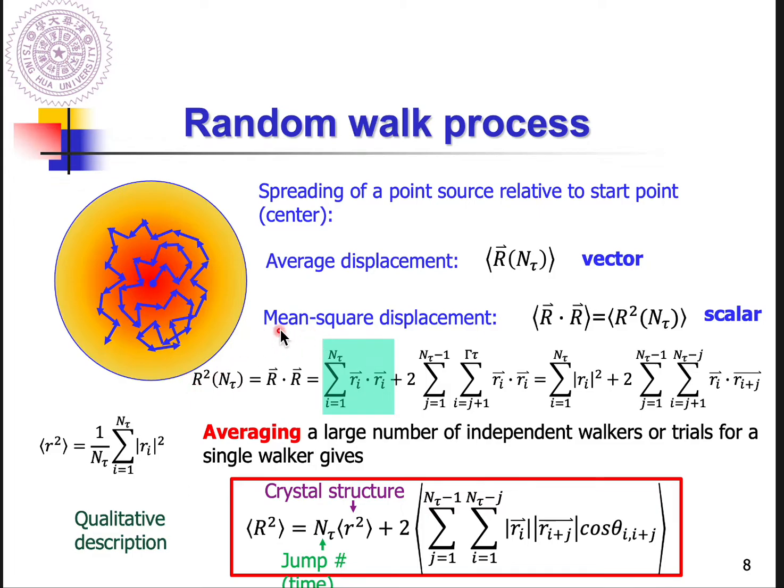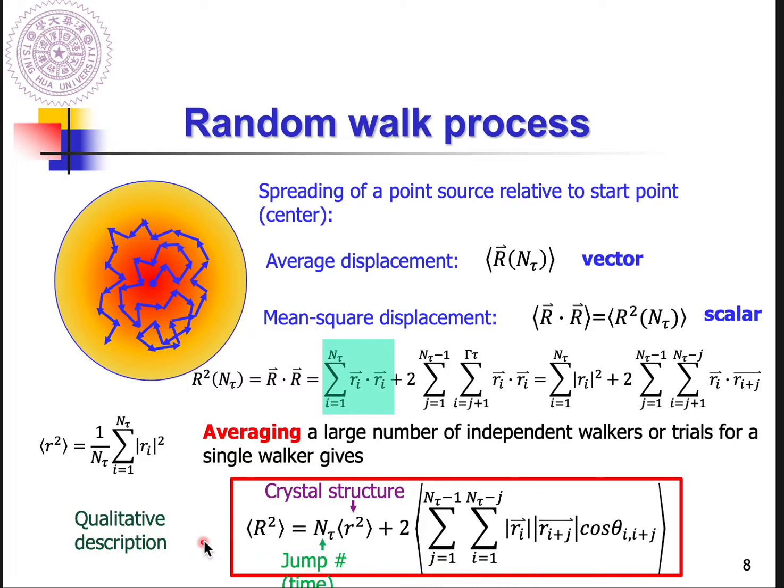And here, how about the mean square displacement, where you take the capital R dot capital R and take the average of it. Then you will get a scalar. So following this, we just try to show that mean square displacement can well describe the diffusion phenomena. So have a look here.